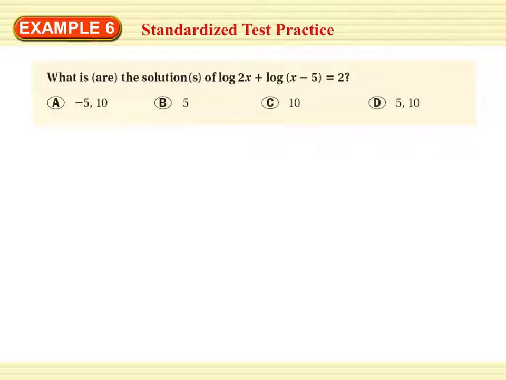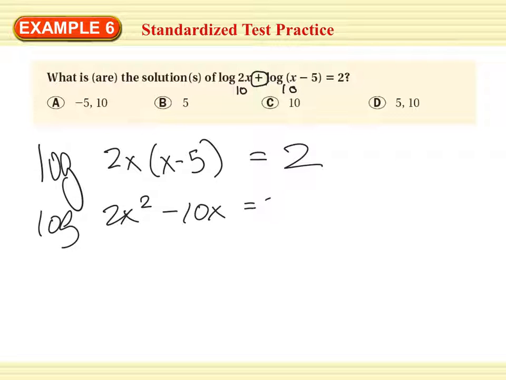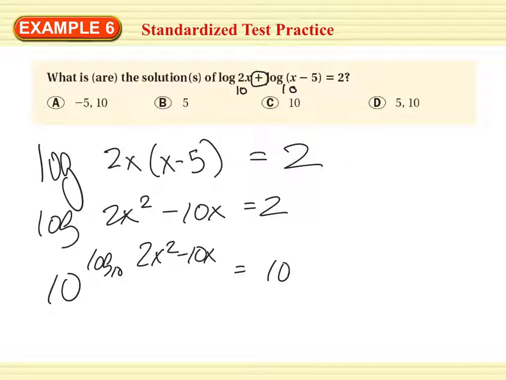Okay, I have a plus, and they're both log base 10, which means I can say log of 2x times (x minus 5). Remember the rule we learned in the last lesson, that addition between logs is multiplication. Okay, this gives me log base 10 of 2x squared minus 10x equals 2. Now I can say 10 to the log base 10 of 2x squared minus 10x equals 10 squared.